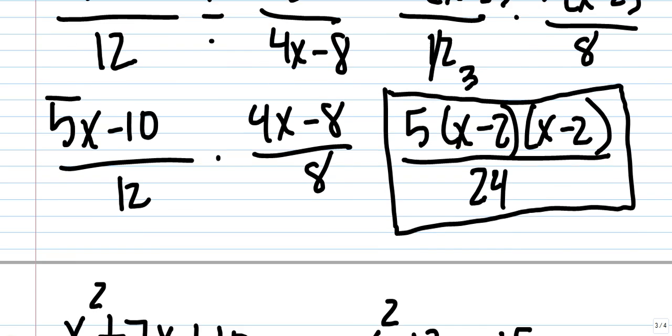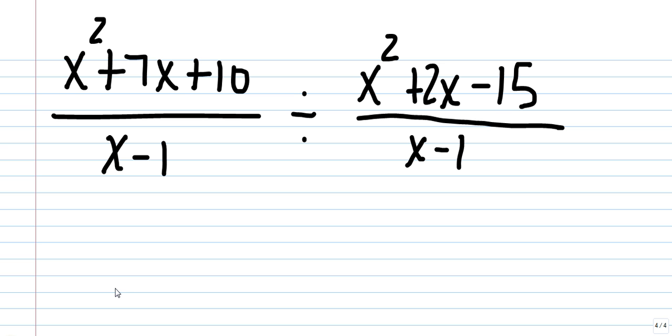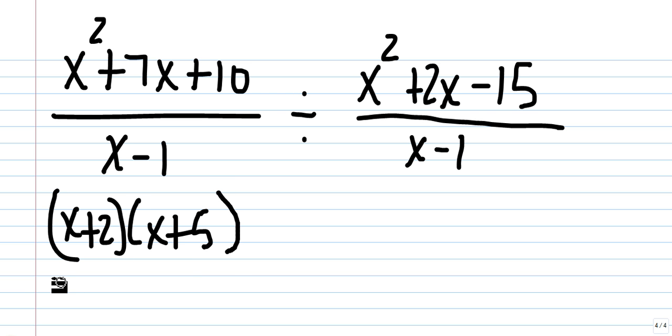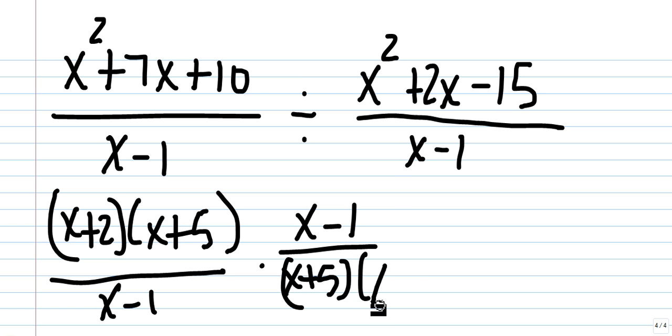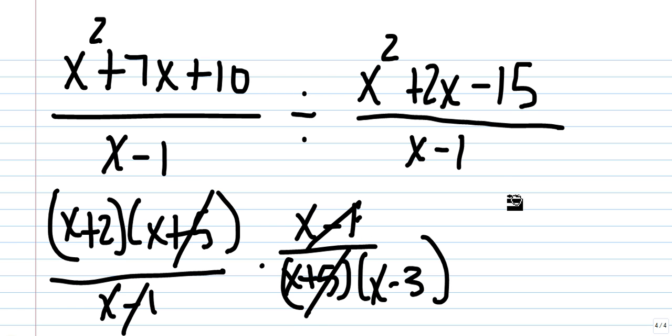Okay, and I think I have one more problem. Yes, I do. So now what about this one? Factor this one. This one factors to x plus 2 times x plus 5, because we're looking for two numbers that multiply to 10, over x minus 1. Now I'm multiplying by the reciprocal. And then we're trying to find two numbers here, which would be x plus 5 and x minus 3. We're factoring this one. So that's how I got that one. Now what can cancel out? Your x minus 1s can cancel out, as well as your x plus 5s, which leaves you with x plus 2 over x minus 3.